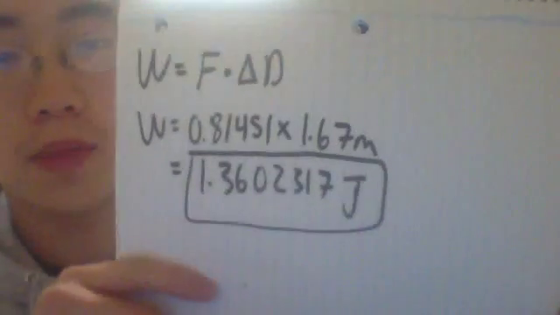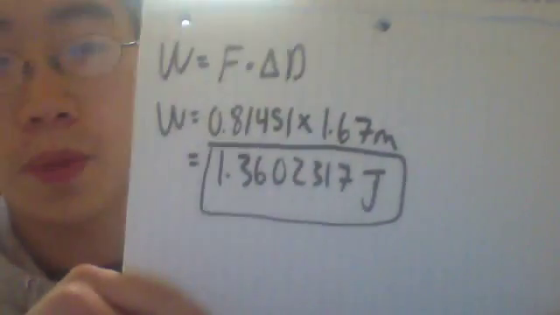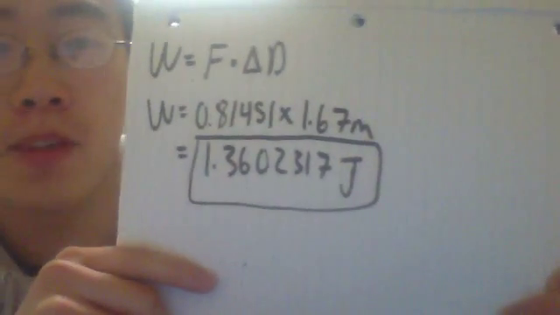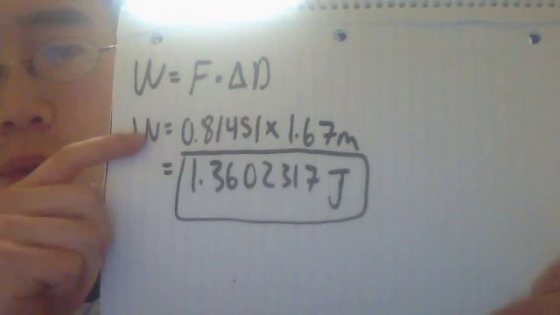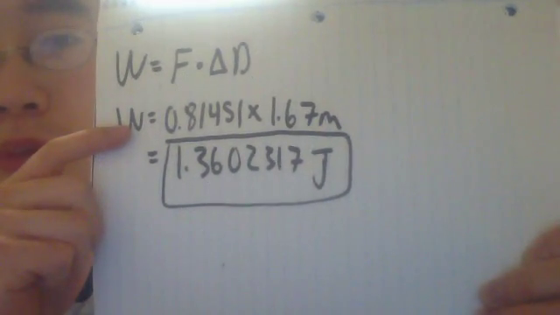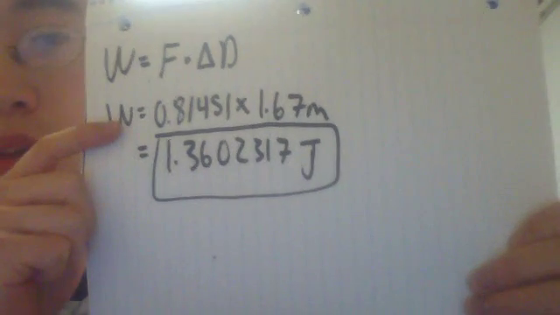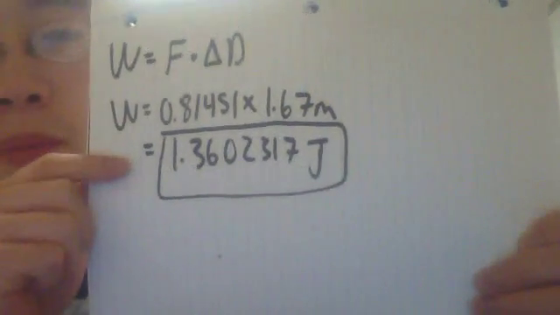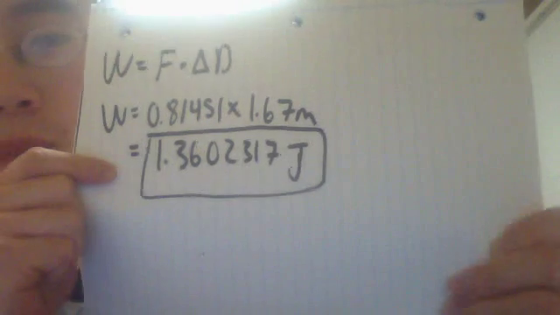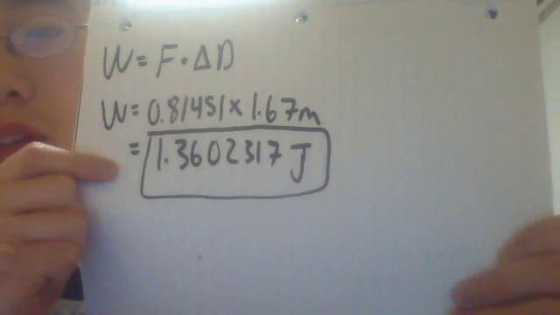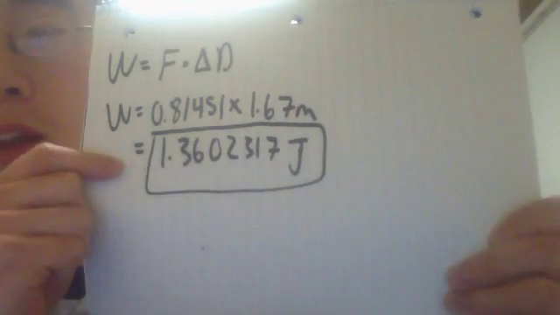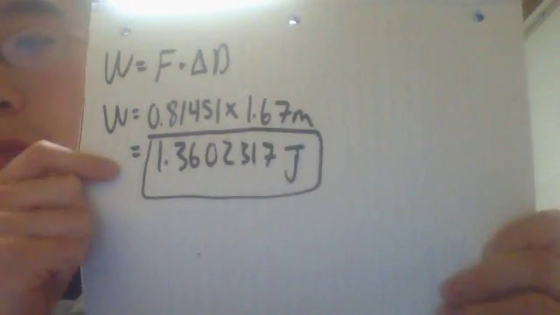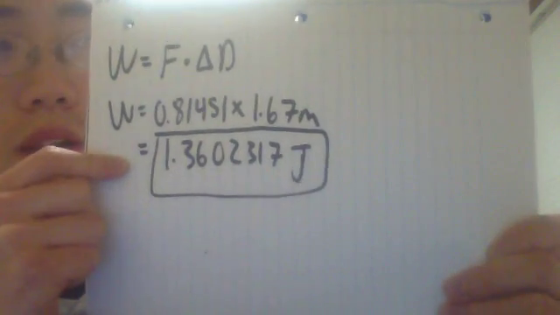Now finally, now that we have force, the amount of force, we can plug into our work formula. So work equals our 0.81451 newtons times 1.67 meters, which is the change in distance, and we got about 1.36 joules. So 1.36023117 joules of energy to push my textbook across that distance.